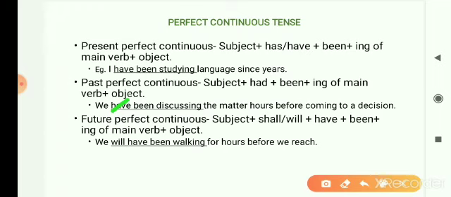Now let's go to the next one. Future perfect continuous. Here we have subject shall or will plus have plus been plus ing of main verb and object. So we can say, we will have been walking for hours before we reach. Hope you have understood this.